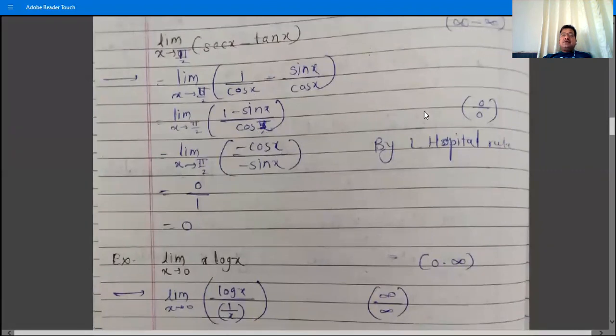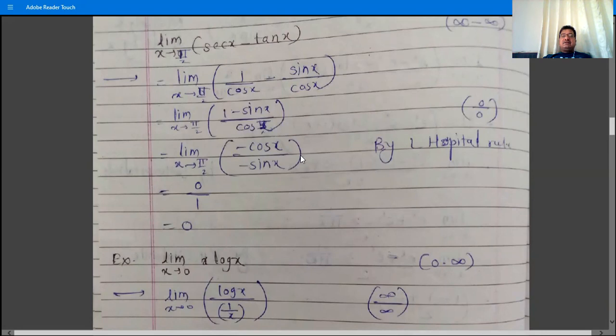And then if we substitute x as pi by 2, then sin pi by 2 is 1. So 1 minus 1 is 0. So the limit of the numerator is 0. And for the denominator, cos x means cos pi by 2, which is 0. So we have 0 by 0 form. So apply L'Hospital's rule. The derivative of 1 is 0 and minus the derivative of sin x is minus cos x. And the derivative of cos x is minus sin x by L'Hospital's rule.